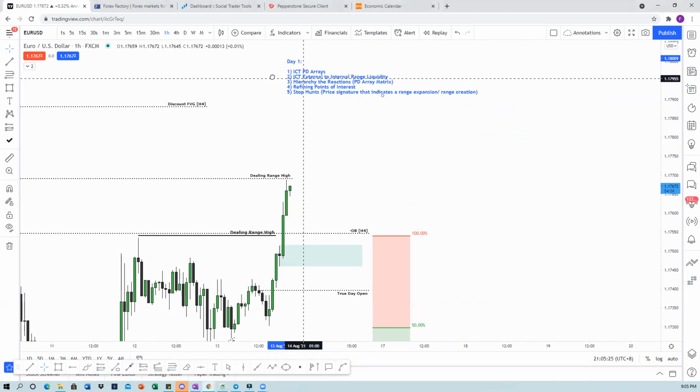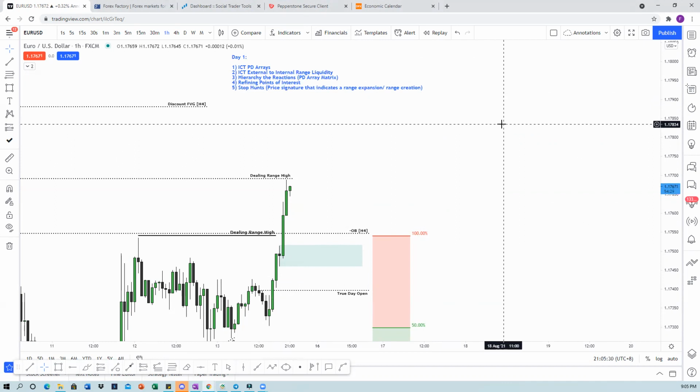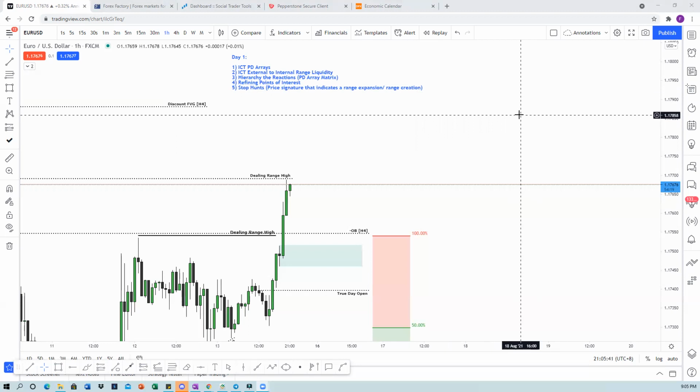ICT PDA, ICT external to internal liquidity, hierarchy of reactions, refining points of interest, and stop hunts. Okay, now obviously everyone is already familiar with everything, but just for the sake of it, let's go through it. So we know what ICT PD arrays are as explained by ICT on his YouTube and in his mentorship content. I'm pretty sure 90% of you have watched his content already. We know it.